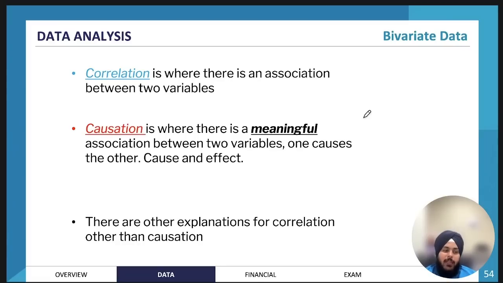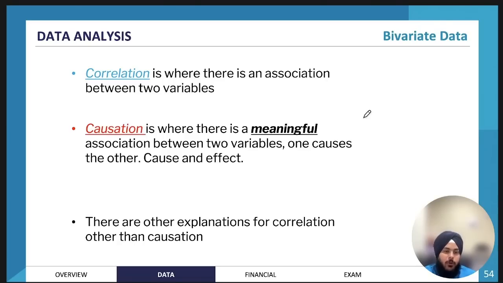Whenever we're doing a study, which is what we're using data for, we collect data in order to establish some form of relationship between two different variables, and we're often looking at the correlation between those two variables. Correlation is essentially looking at whether there's some form of association between two variables. And then from correlation, we might establish some form of causation. Causation is when there is a meaningful association between the two variables, something like cause and effect.